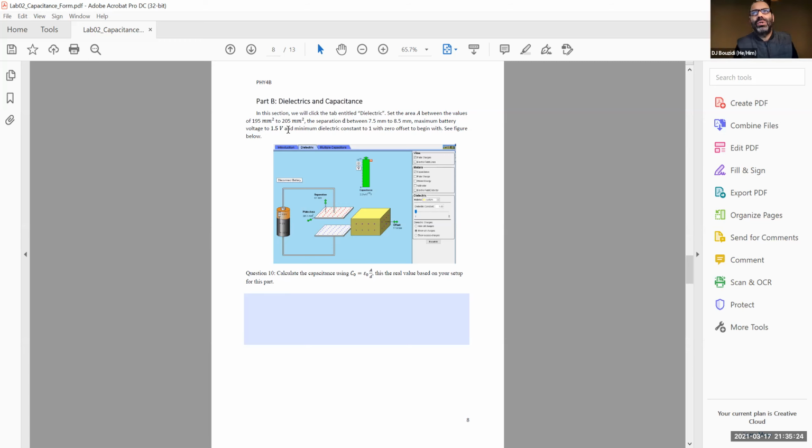And set the maximum battery voltage to 1.5 and the dielectric constant to 1 with 0 offset to begin. So basically, these are the settings, okay? So the dielectric offset is 0, and the dielectric constant is 1.